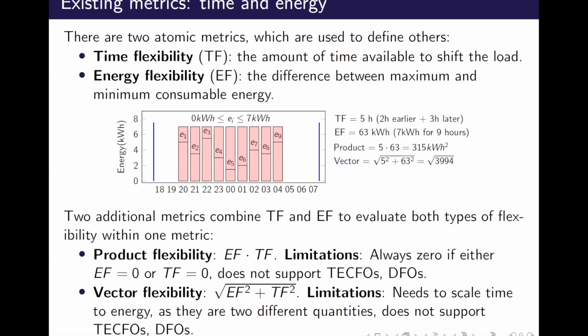They have their own limitations. Product flexibility, for example: if one of the flexibilities is zero, the entire metric is zero, which is undesirable in most cases. Vector flexibility tries to rectify that by using a vector norm to combine the two. But then the problem becomes that time flexibility and energy flexibility operate on different scales. And very quickly, if you, for example, try to directly optimize on that, you will see that there will be a huge preference for energy flexibility because, of course, there's usually much more of it in terms of that metric.